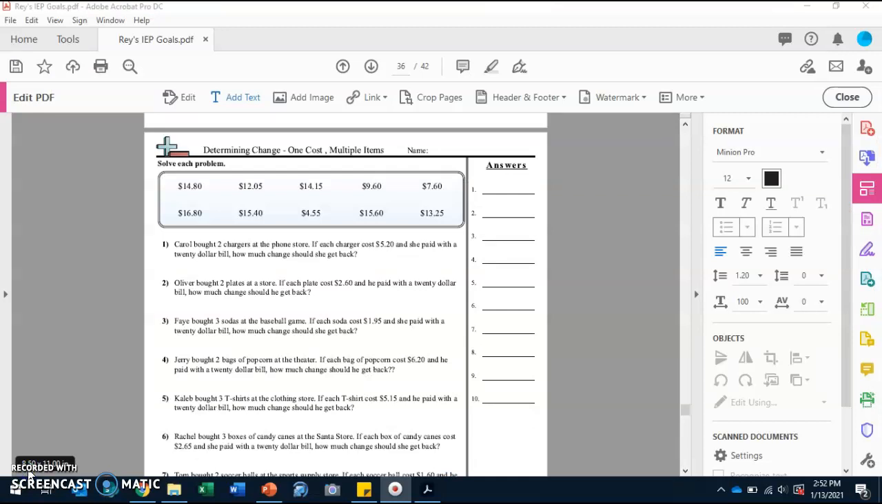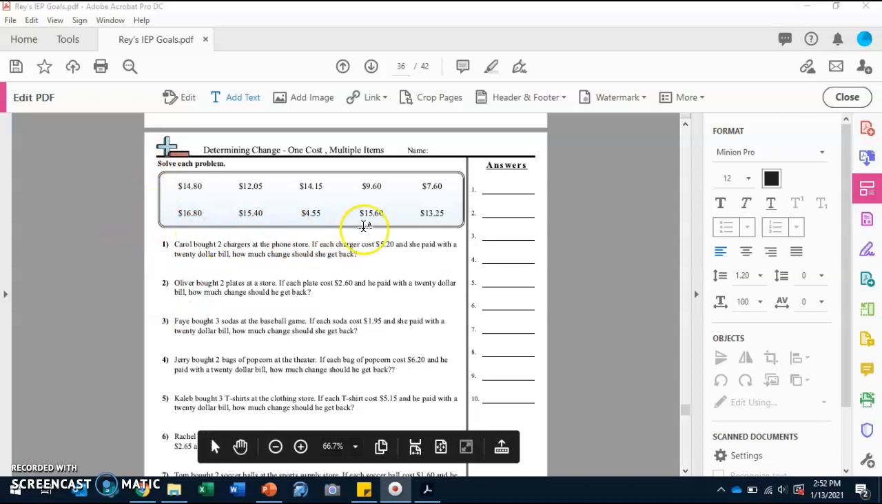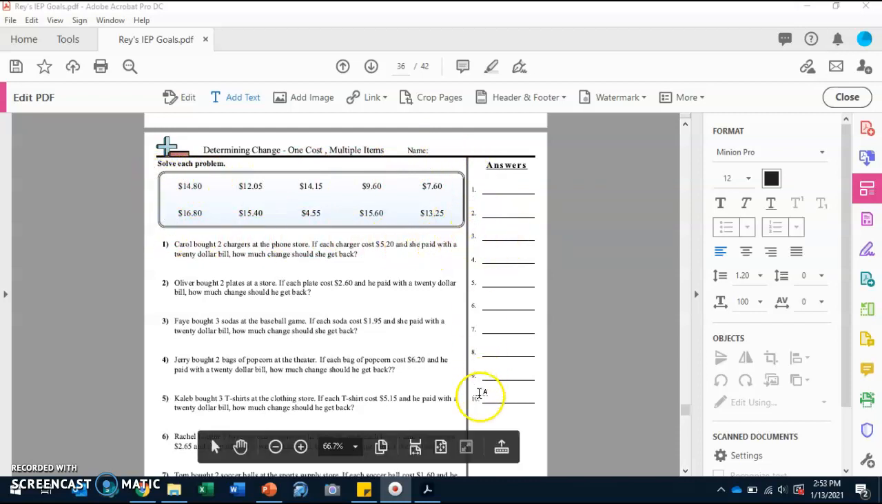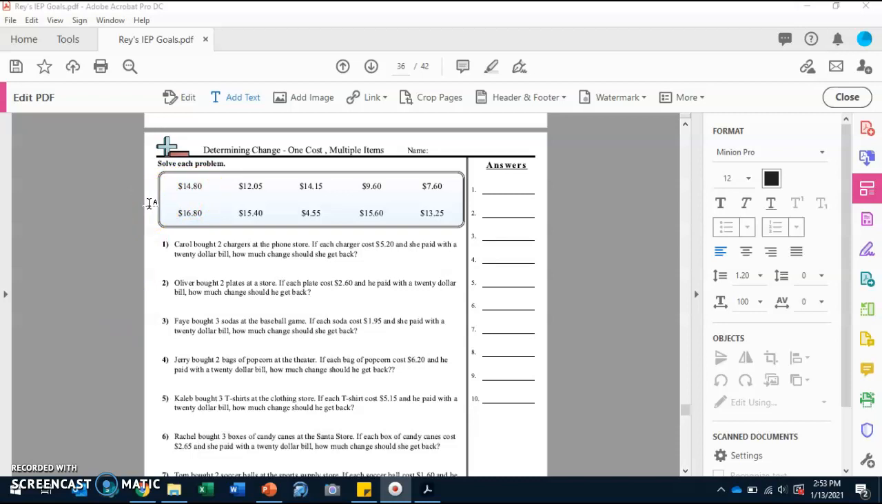So for this worksheet, Ray, we are going to solve each problem. On the top, we have a word bank. And these are our answers to the 10 questions that we will be answering. They're here to help you out. So if you get a different answer from the ones we have up here, then we need to figure out what mistake we made, because these are the answers we will be using.